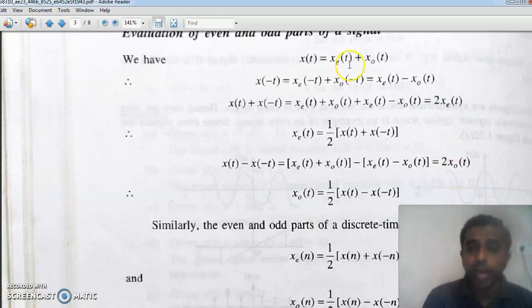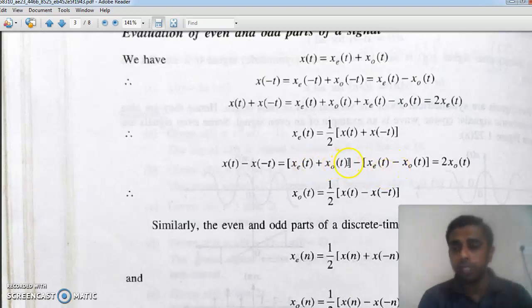Similarly, if you find the difference between x of t and x of minus t, the even component gets cancelled and the odd components get added. That is 2 times xo of t. So what is xo of t? Xo of t is half of x of t minus x of minus t. So these are the even and odd components.